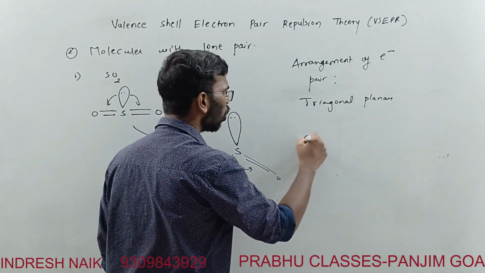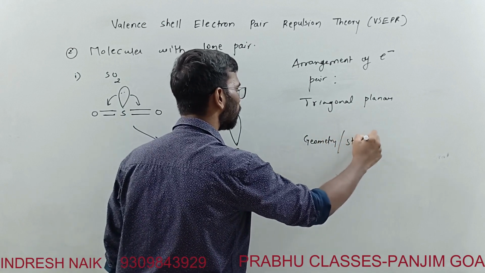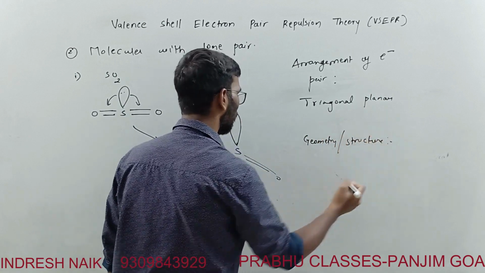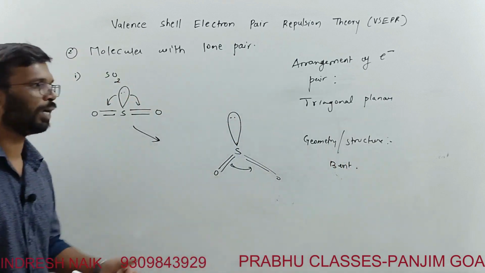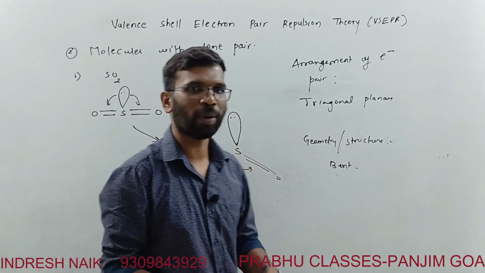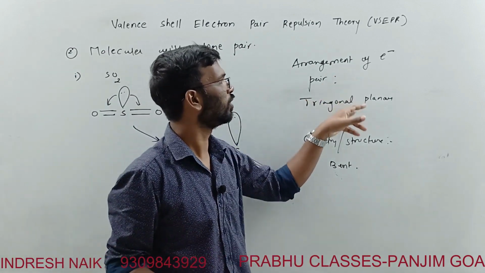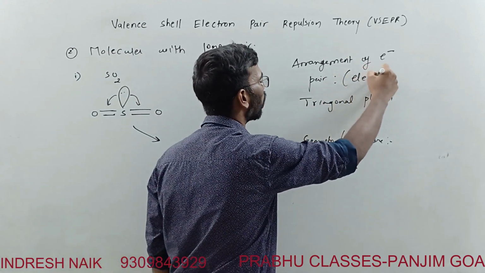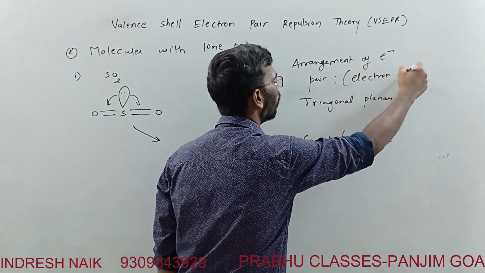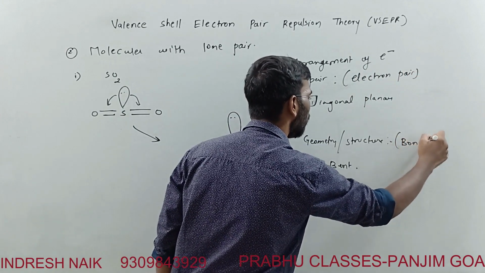Okay, and what about geometry or structure? It is bent. The structure for this is written as bent. Means when we write a structure or geometry, we just consider the bond pairs. And here we consider both electron pairs. Arrangement of the electron pair means we'll consider both bond pair and lone pair. Here we are just going to consider bond pairs.